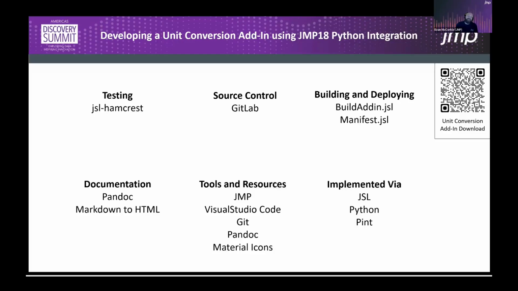For documentation, mostly markdown files that are then converted to HTML using Pandoc and put into the add-in and then shown in the add-in using the JMP built-in web browser. Everything's implemented via JSL and Python with the Pint library in Python. And then other tools, JMP, VS Code, Git, Pandoc, and Google Material Icons were used in this.